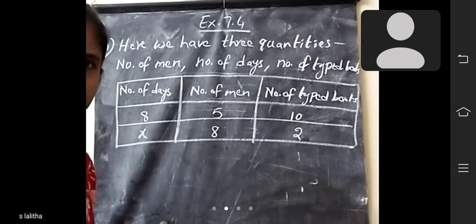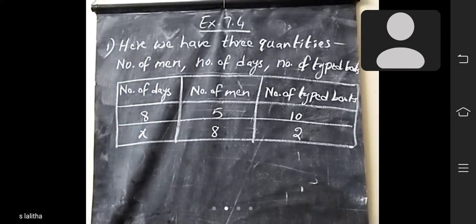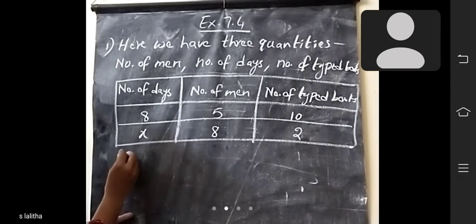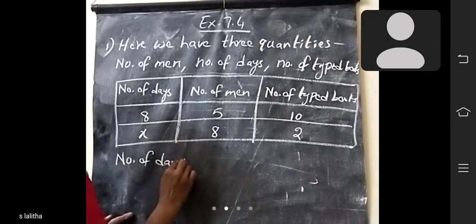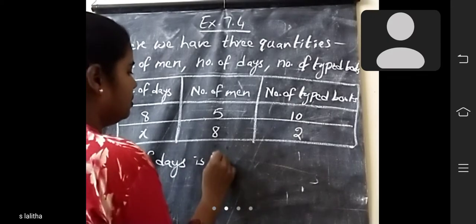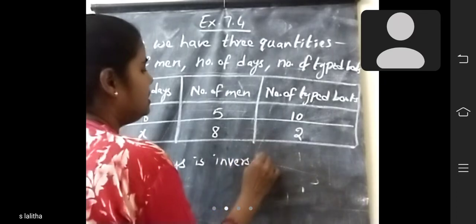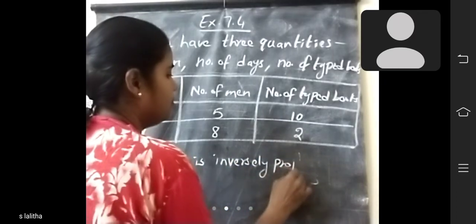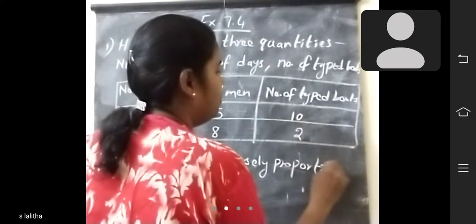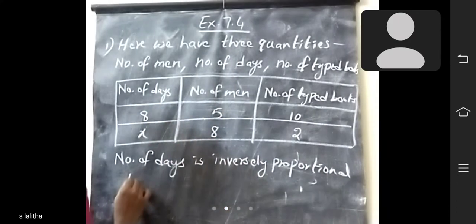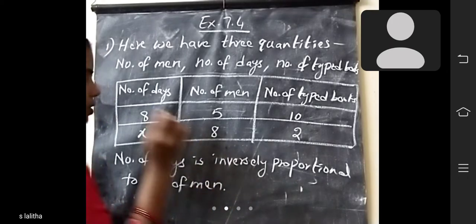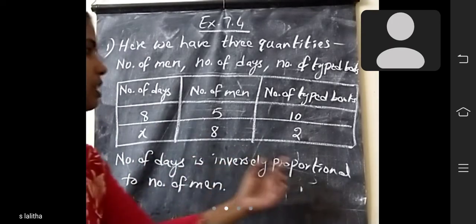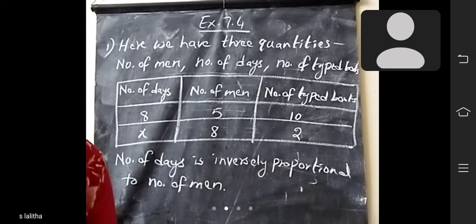Number of days will be decreased. So which proportion will we get here? Yes, inverse proportion. So right here, number of days is inversely proportional to number of men. Okay, number of days is inversely proportional to number of men.